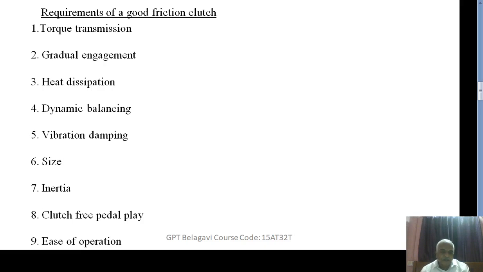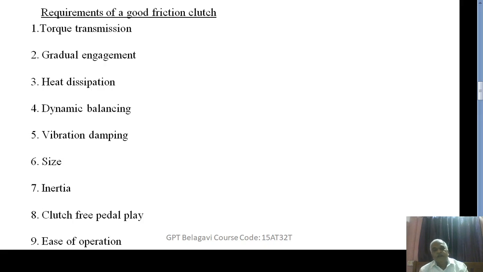Because of the partial disengagement of the clutch, there is a loss of power transmission, and ultimately it leads to excessive fuel consumption and uneven wear of the clutch plate. Therefore, to avoid all these problems, if you provide clutch free pedal play, even if the rider or the driver holds the clutch pedal or the clutch lever knowingly or unknowingly, we can avoid the partial disengagement of the clutch. Therefore, the clutch free pedal play is necessary for every vehicle, and usually this free pedal play is about 10 to 15 millimeter.